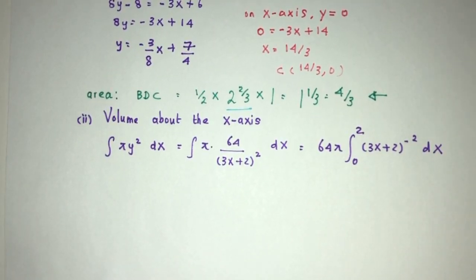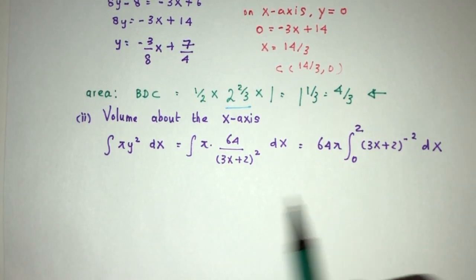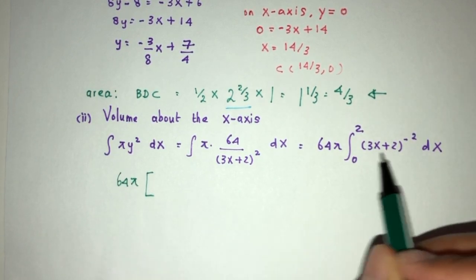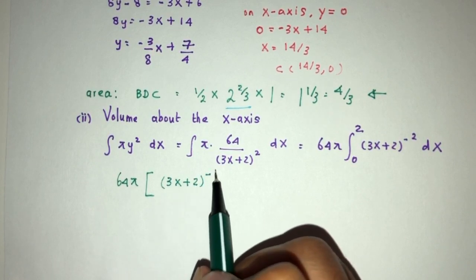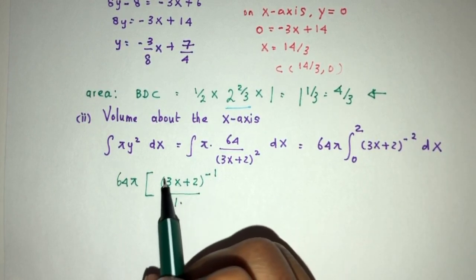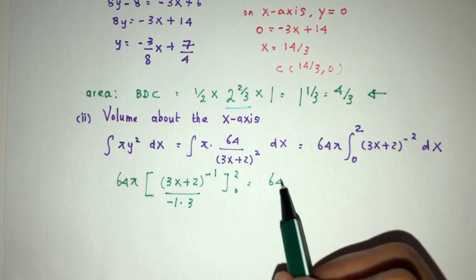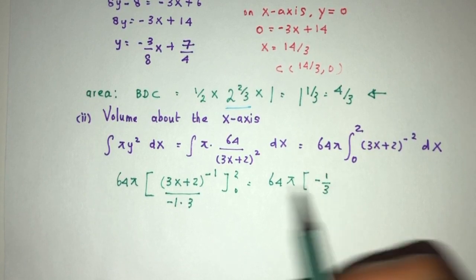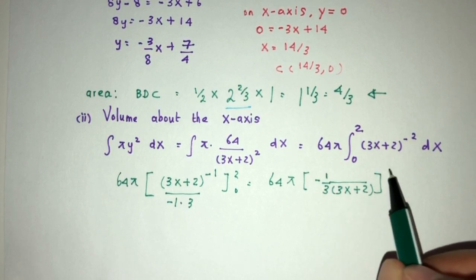Let's see what else we need here. So here we have the curve. Now 64 will be outside, and this will be 3x plus 2. First we increase the power by 1, so minus 2 plus 1 will be minus 1. Divide by the new power, then divide by d by dx of the value inside, that will be 3. Then we have the limits 2 and 0. That will be 64 pi, and we have minus 1 over 3. We can bring this down, that will become 3x plus 2, and then the limits will be 2 and 0.